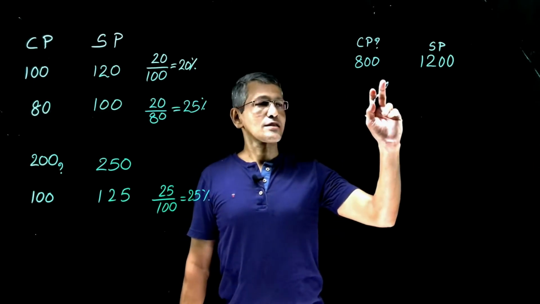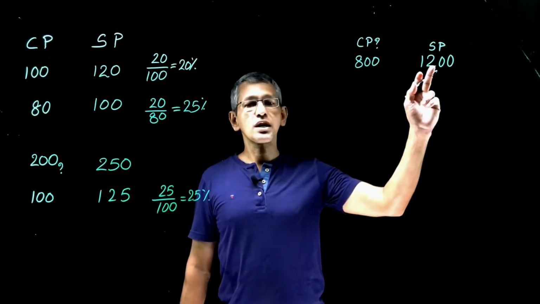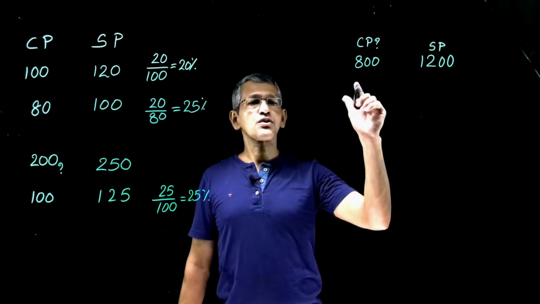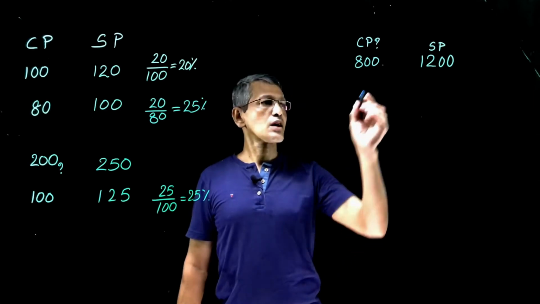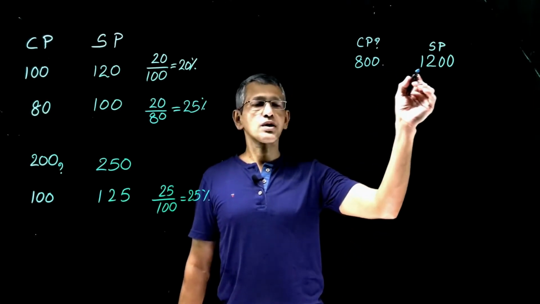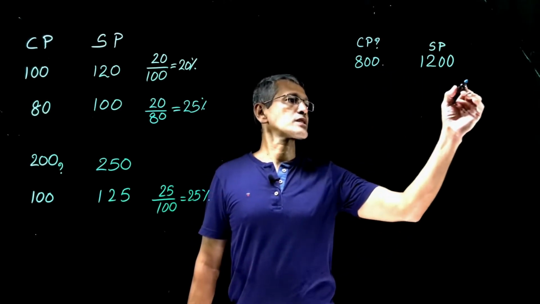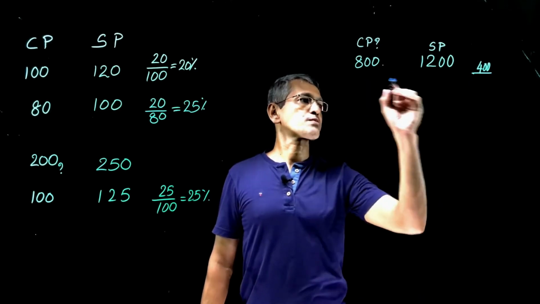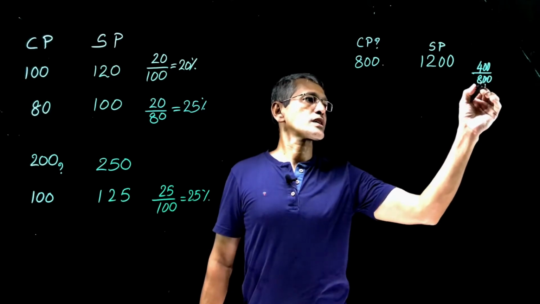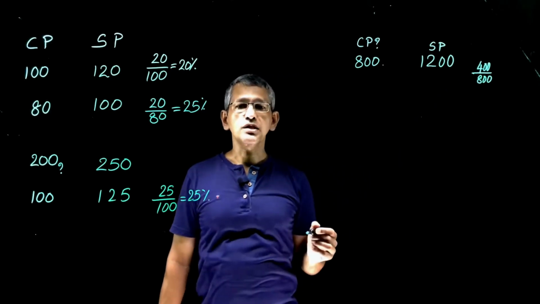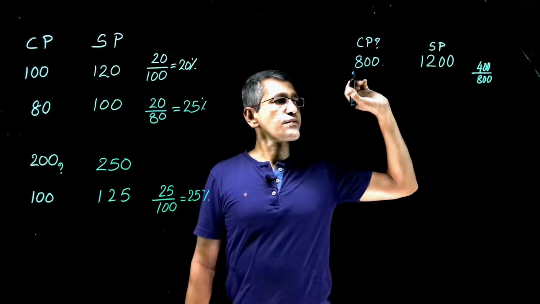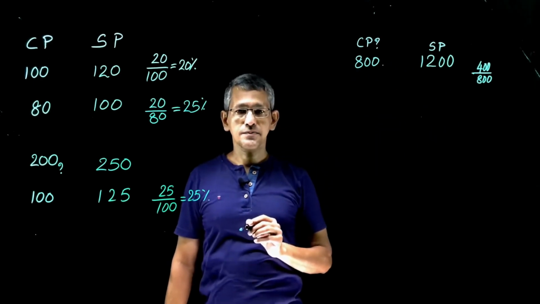So in this case, if the selling price is 1,200 and the dealer makes a profit of 50%, definitely the cost price must be 800. Now you just calculate the percentage. Here, the difference is 400, right? So 400 divided by the cost price, 800. So what do you get? 1 by 2. 1 by 2 is what? 50%. So in this deal, the dealer makes a profit of 50%.